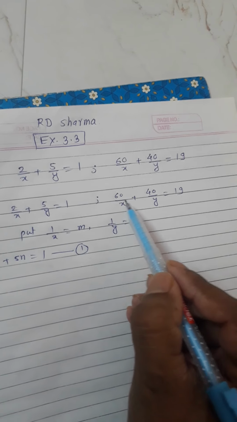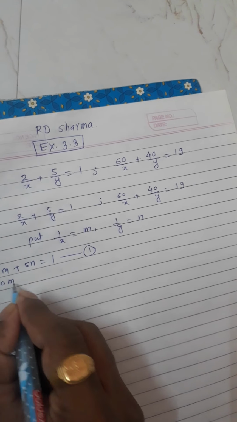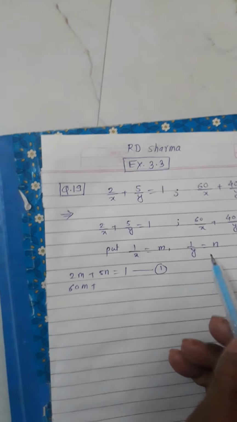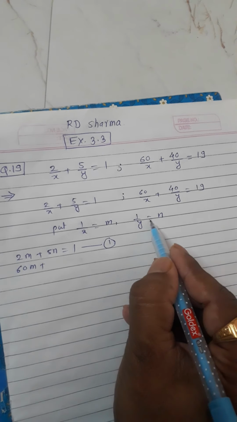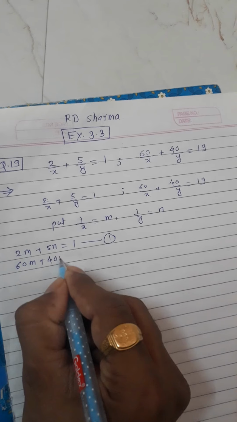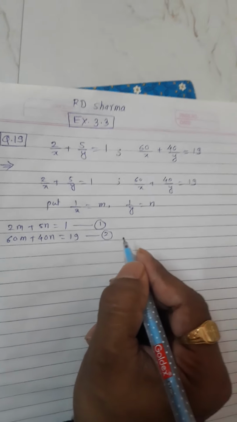Similarly 60 by x means 60 into 1 by x and 1 by x is equal to m. So it becomes 60m plus 40 by y means 40 into 1 by y and 1 by y is equal to n. So it is 60m plus 40n is equal to 19. Write this as equation number 2.